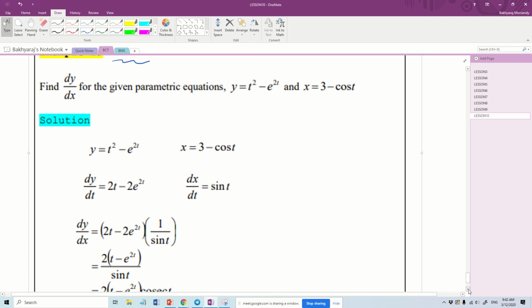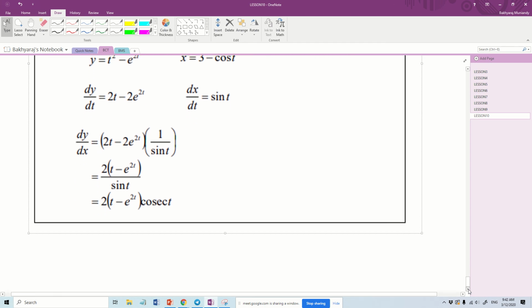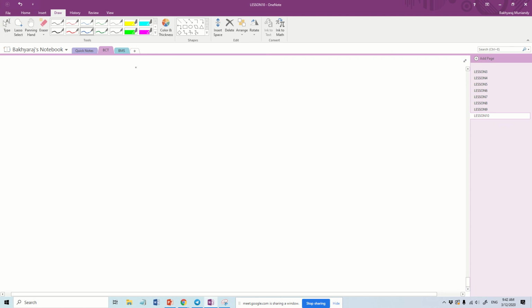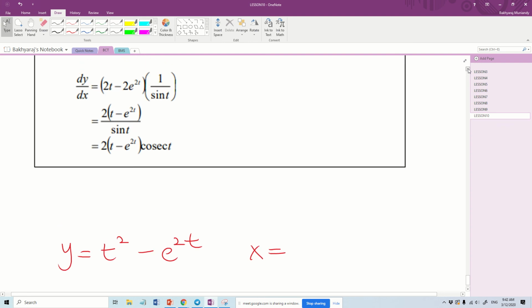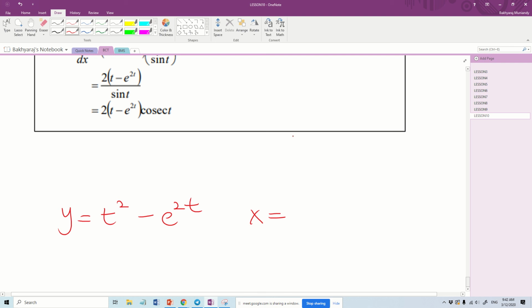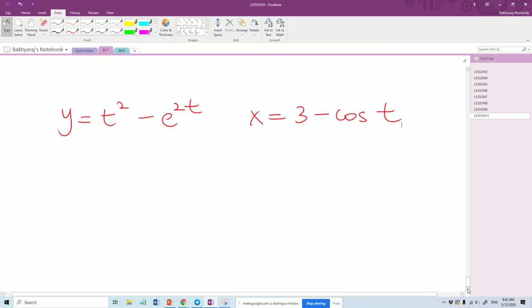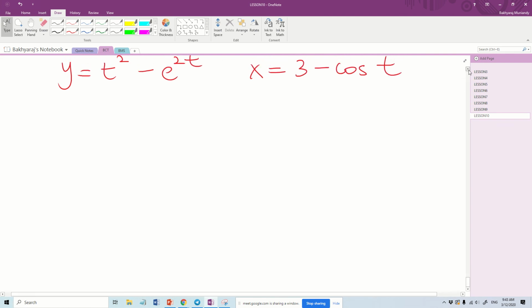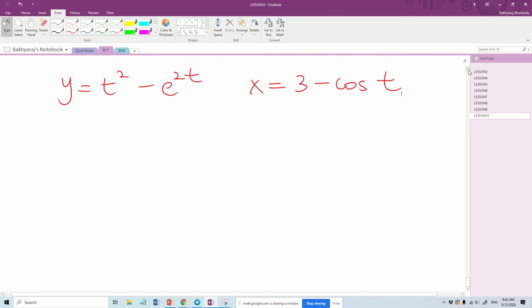So y equal t square minus exponent 2t. Okay, saya salin balik soalan. So y equal t square minus exponent 2t and x equal 3 minus cos t. So this is the question. And what I want is dy/dx.